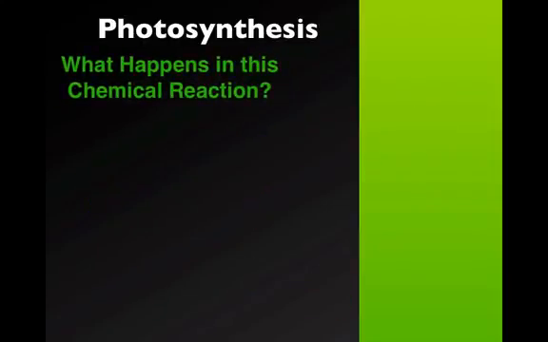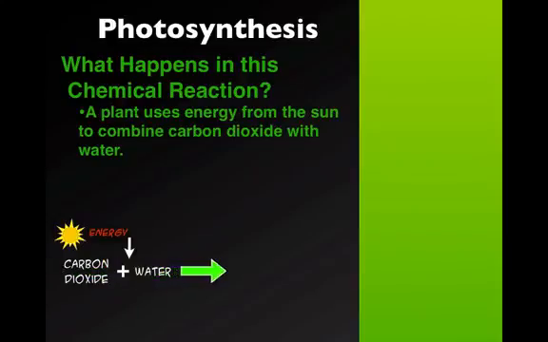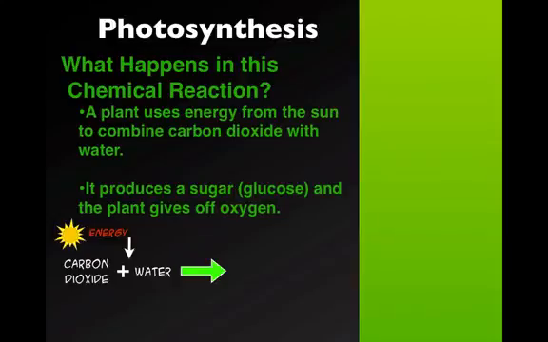So what happens in this chemical reaction? Well, it's pretty simple. The plant uses energy from the sun, again, to combine water and carbon dioxide. So here's a little diagram that might help you out. You've got energy from the sun, and carbon dioxide and water are joined together using that energy from the sun. And that produces glucose and also oxygen. So sugar and oxygen are the products.